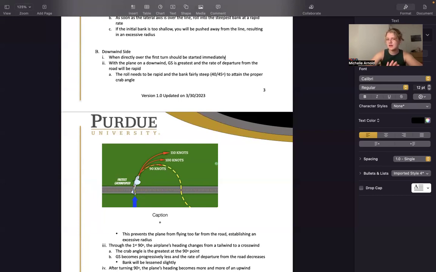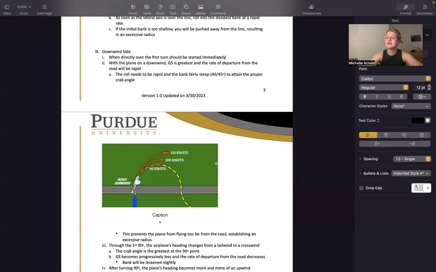And we want it to be just a pretty neutral radius. Okay. So the roll needs to be rapid and the bank fairly steep. So the bank can be 40, 45 degrees. You don't want to go past 45 degrees, just so that we can maintain our airspeed because the regulations do say that you need to stay within 10 knots of your original specified airspeed. So that's another thing that I forgot to mention.